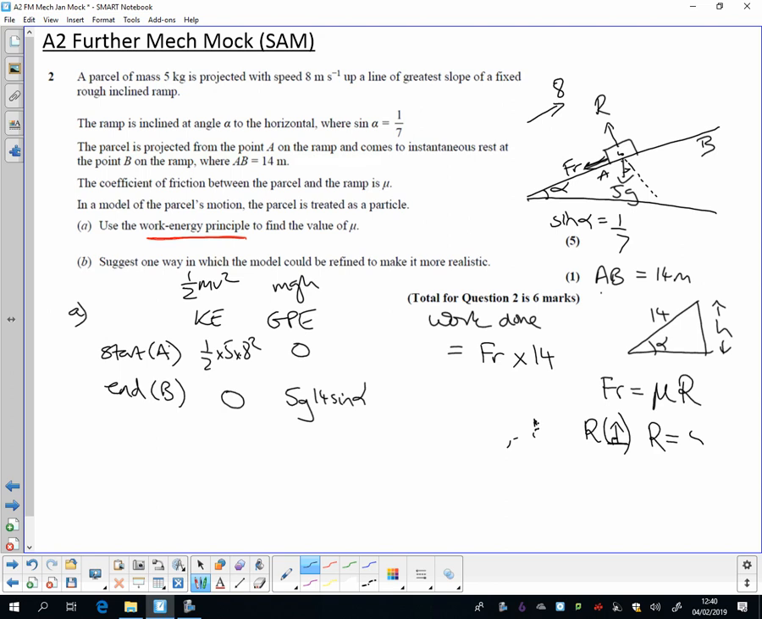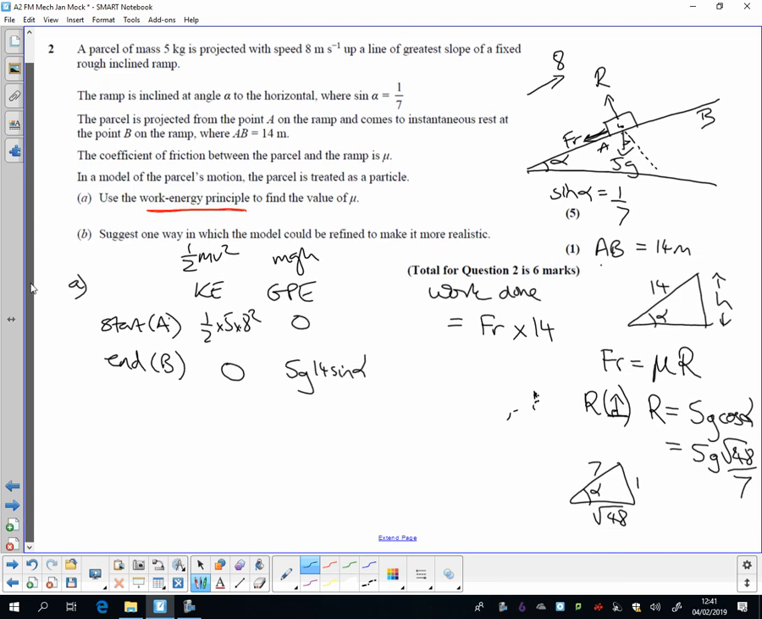So the reaction force must be 5g cos alpha. Right, therefore we're going to want to know what cos alpha is. Well, if we have a look at a little triangle, we know sine is opposite over hypotenuse, and therefore using Pythagoras you can work out that that side's root 48. So our reaction force is 5g adjacent over hypotenuse.